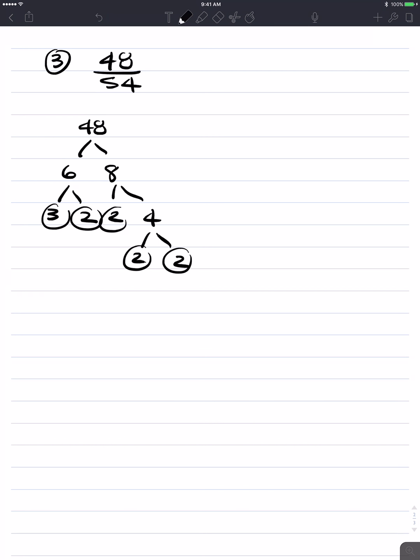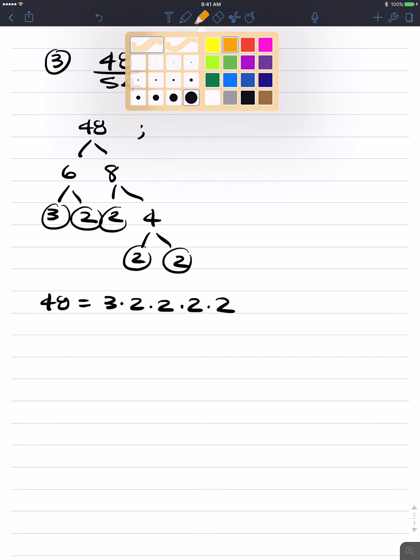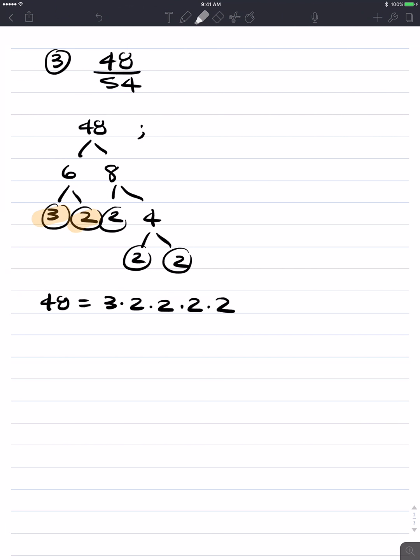I'm going to circle all of the primes because 48 can be written now as, we'll put it down here, 3 times 2 times 2 times 2 times another 2. It's simply written as a product of these primes.